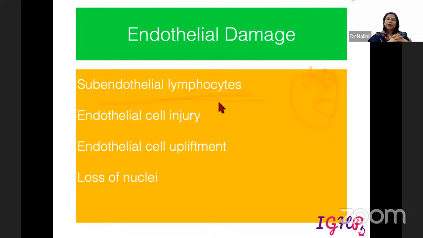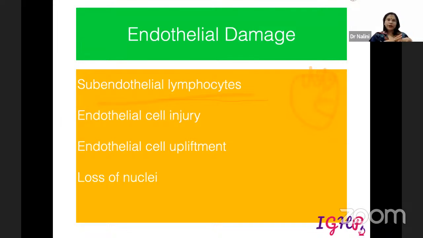The third thing you are going to see is the presence of endothelial cell upliftment and detachment from the basement membrane. So now instead of their resting position, they are going to come up and come into the lumen. And finally, in the later stages, you are going to see the loss of endothelial nuclei. So all these changes can come as a part of endothelial damage. And the area where we are going to look for it is the portal vein, central vein, and the inlet capillaries. So that is the area where you are going to look for the endothelial damage.